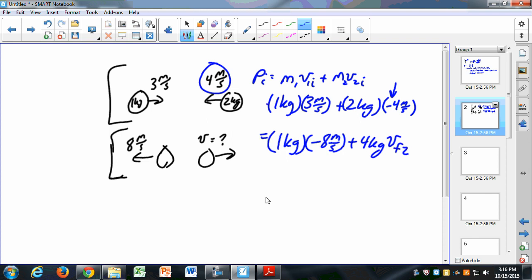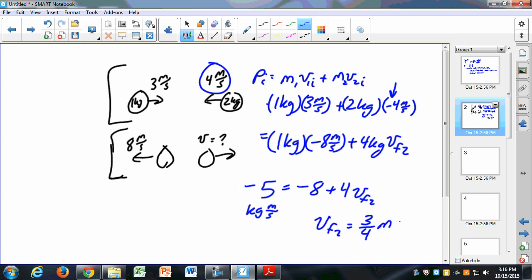Okay, so I have 3 minus 8, that's negative 5 is the initial momentum. And remember, momentum is kilogram meters per second. No fancy units for this, it's just the basic SI units. So negative 5 equals negative 8 plus 4 VF2. So VF2 equals 3/4 meters per second. Right? 8 minus 5 is 3. Divide by 4, 3/4. Okay?